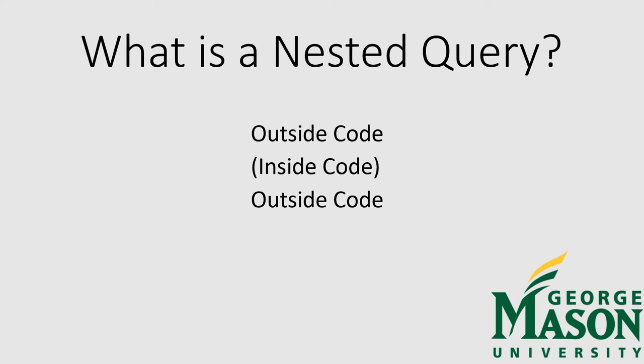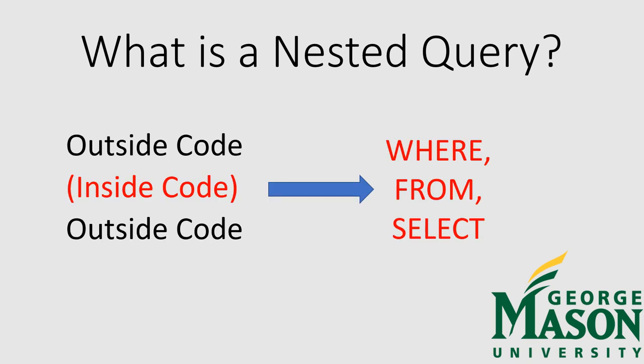What is a nested query? A nested query is essentially a query within a query. It consists of two codes, the outside code and the inside code. The inside code is considered the nested part of the query. While the inside code can function by itself within its parentheses, the outer code cannot. The inner code can be a select, from, or where statement. In the next 3 slides, we will explore examples of each.